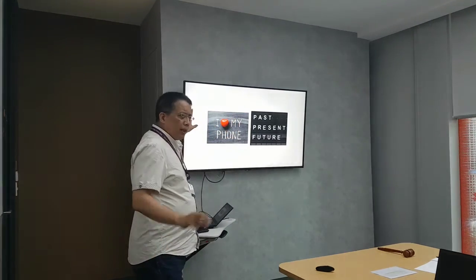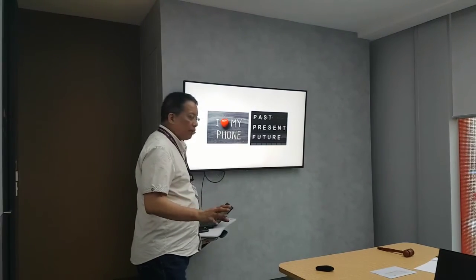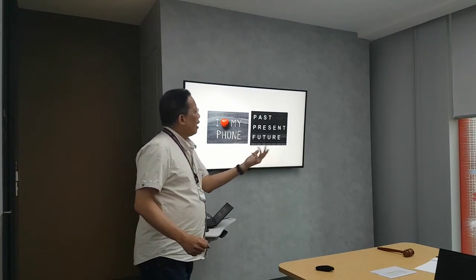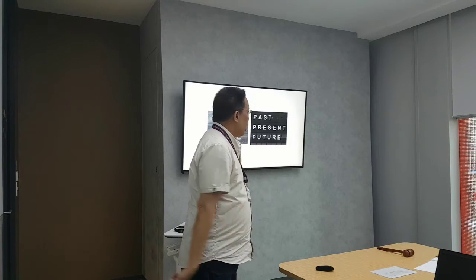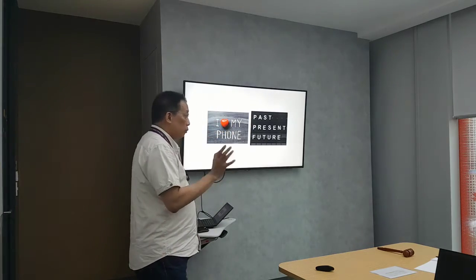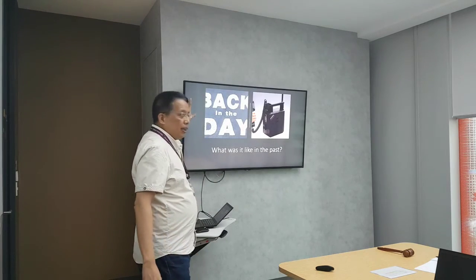Now let's pretend, using the past, present, future outline, you'd like to tell us about your fondness for phones, and you want to share it with the audience. You could probably start with the past. You could say, use the transition.